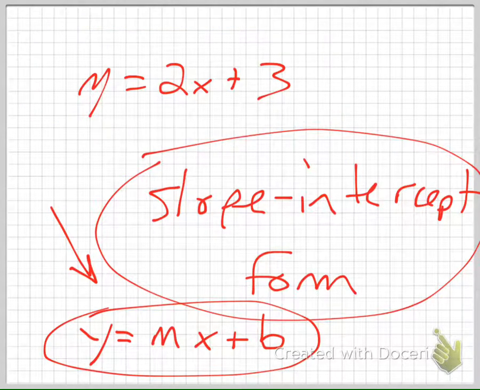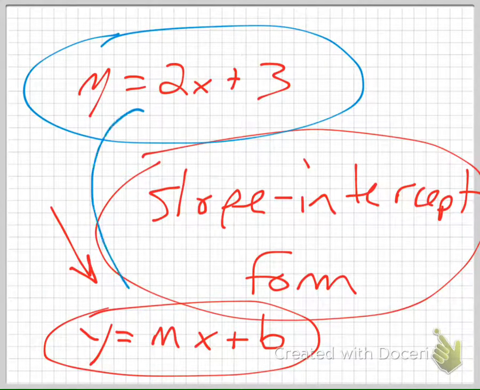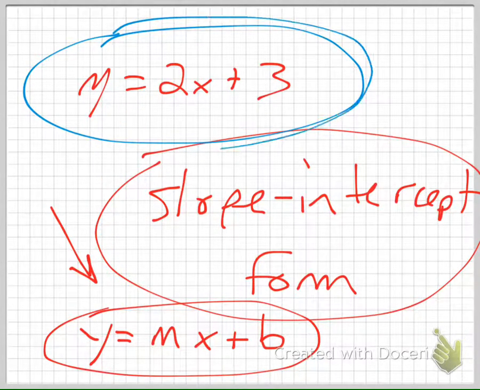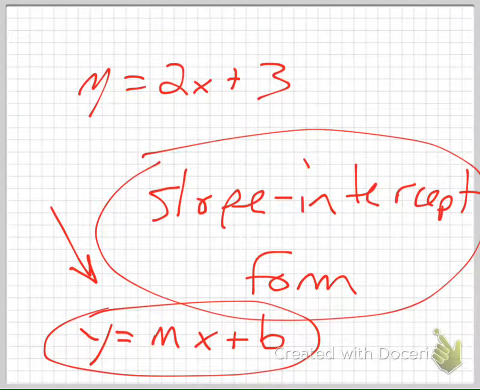Do you agree that these two things, this and this, look the same, except one has an m in front of the x and the other one has a 3 instead of a b? Agreed? Okay. Remember, this is it written in slope-intercept form. What did I tell you that m was again? What is m? Slope.